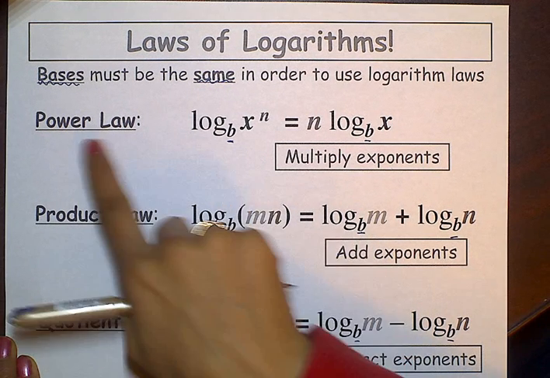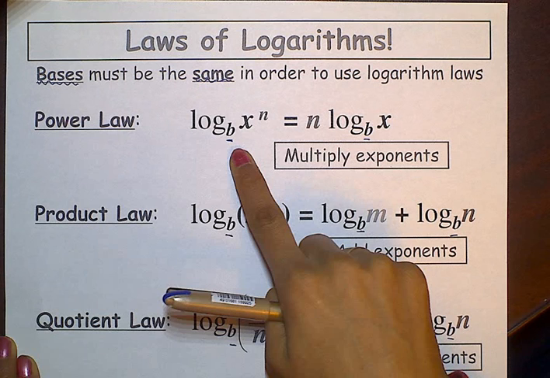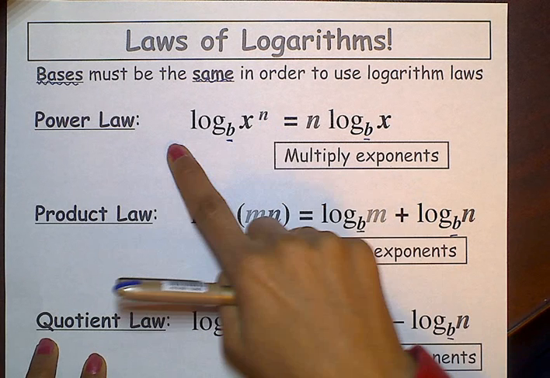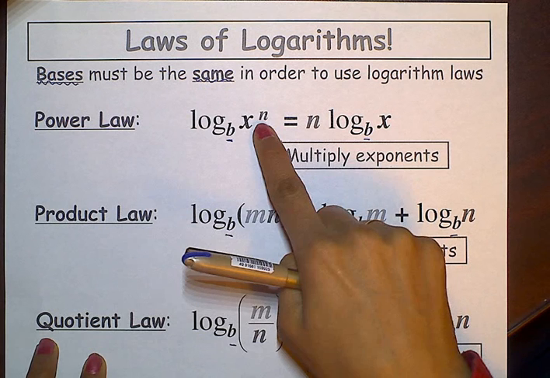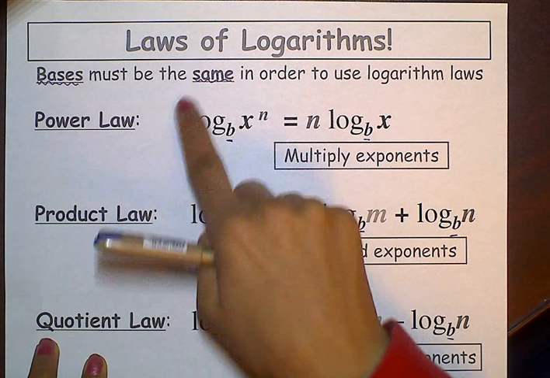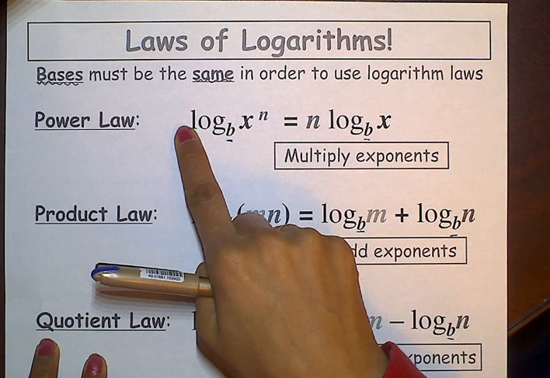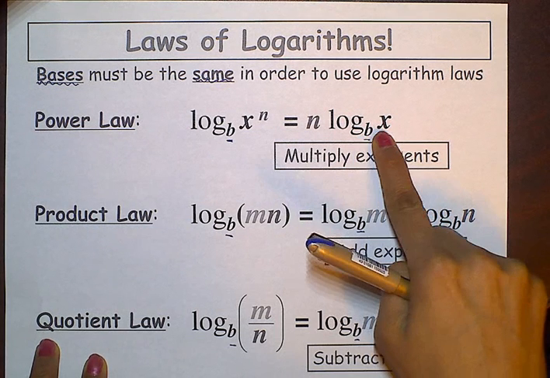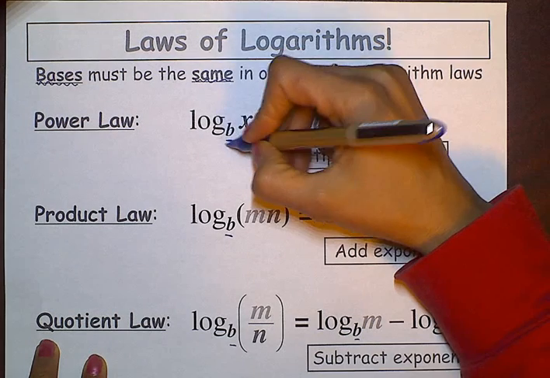It's log base b of x to the power of n. So if I'm evaluating this, I can actually bring that exponent down and multiply it with my logarithmic function. So it becomes n times log base b of x. So if you notice here, the bases are exactly the same.